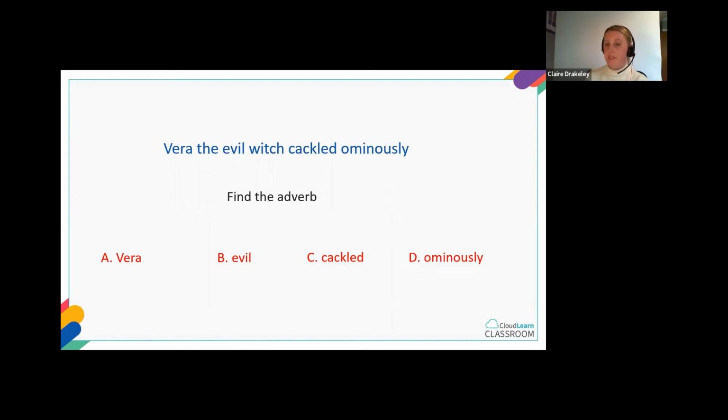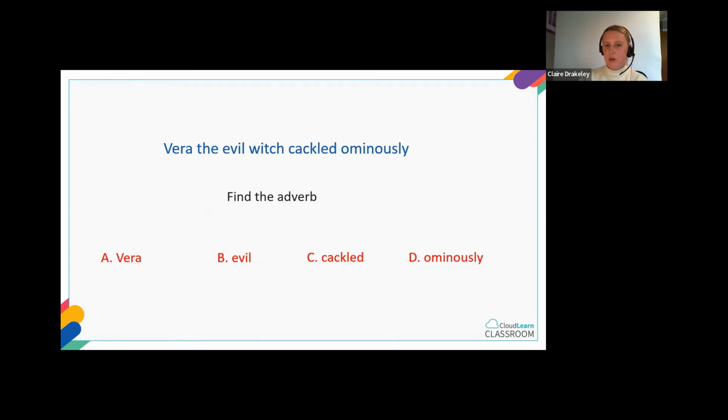4 of you have voted. 5 of you, well done. 6 of you. You're all remembering what an adverb is very well. We've just done that one. And the clue is in the name. 7 of you, well done. There's that last one. Can we get all 8 of you? Well done, 7 of you.